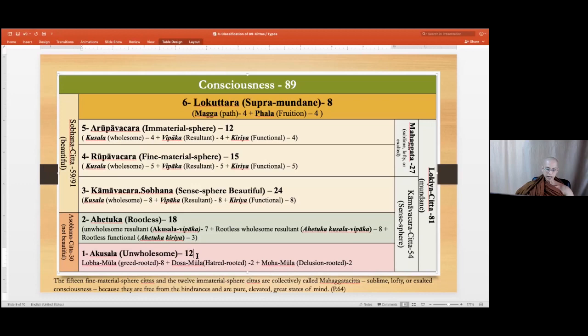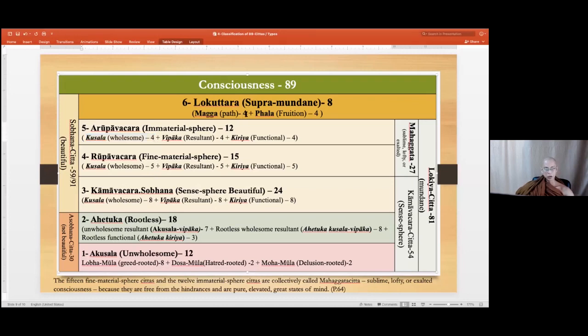And what are the 21 wholesome consciousness? You can select. In the second type, Ahetuka, there is no wholesome consciousness, because this is also resultant, not wholesome. That's why we can skip. So we can select the wholesome consciousness in the third category. Here, number 8, and here in number 4, we get the 5. So 8, 5, and here in Arupavachara, we get 4. So 8, 5, 4 becomes 17.